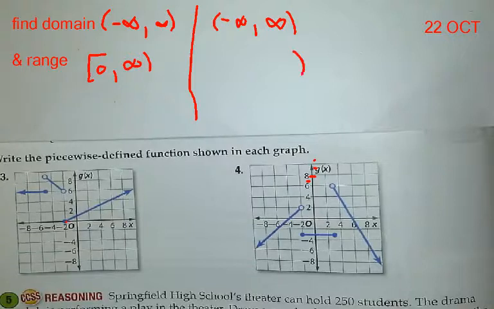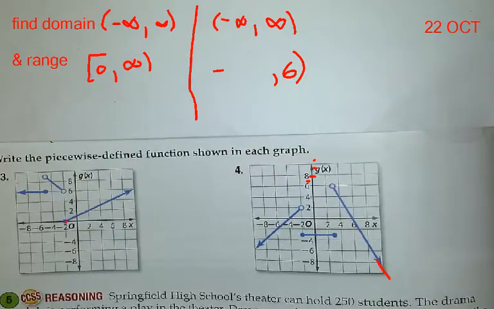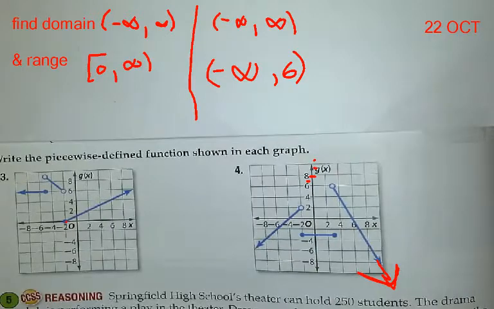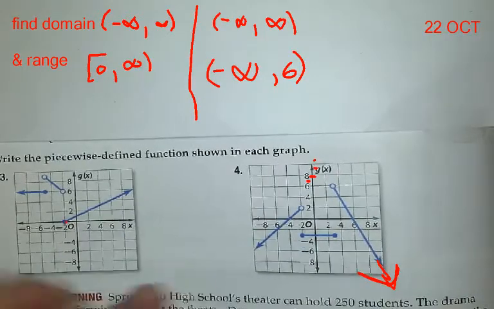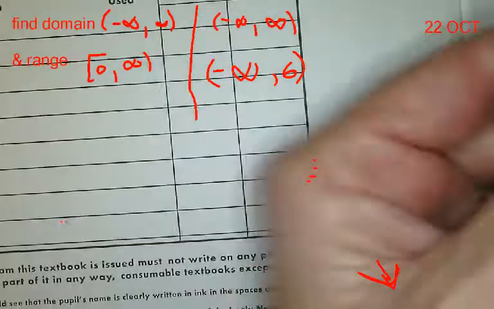So the highest number in my range is almost 6. The lowest number, this goes down forever and ever and ever and ever. So the lowest number in my range is -infinity. So from -infinity to 6, that's the range of this one. Okay, let's do one more. What's the range of this one?